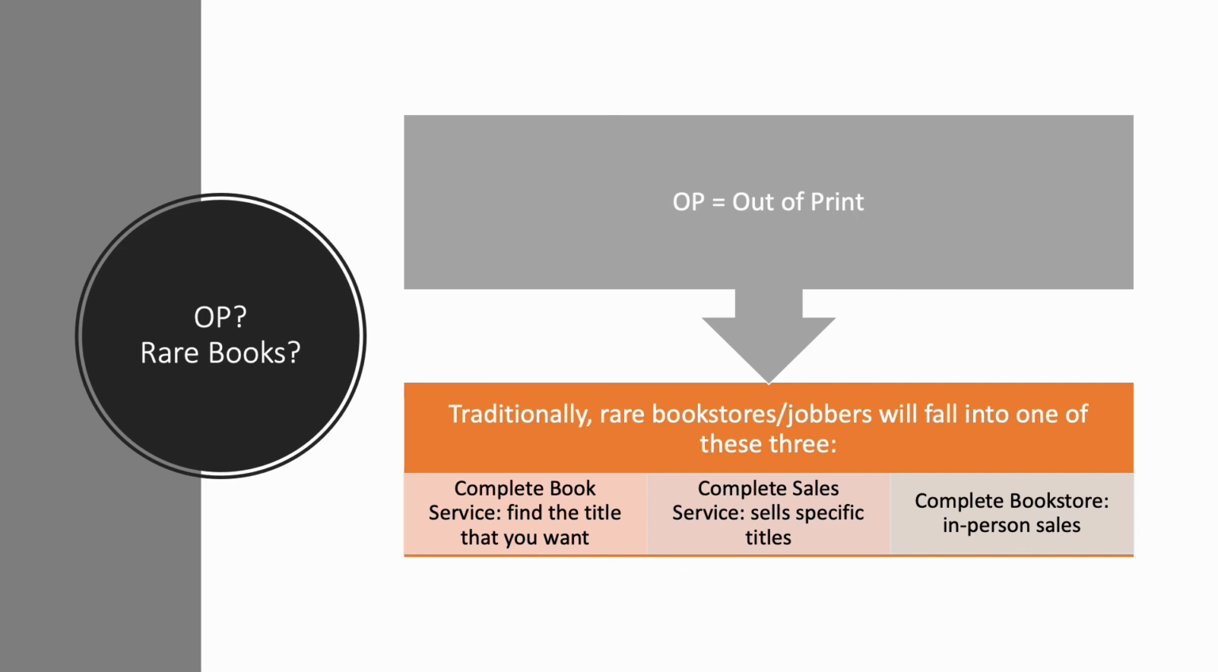In contrast to that, are complete sales service. These vendors collect used books and sell them, but they do not look for specific titles on your behalf. What they keep in stock is what you have access to. Finally, you have the complete bookstore, which has titles in stock and also will look for titles for you. They may also accept your used books from you.